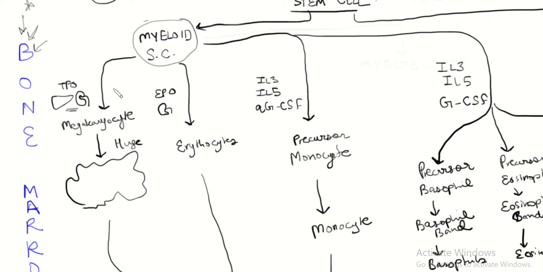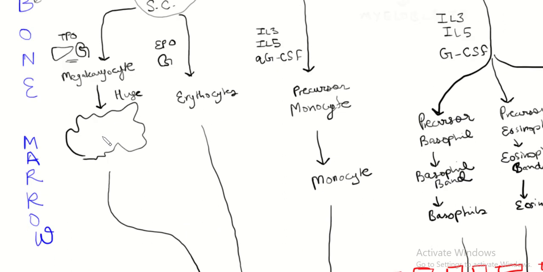And that helps the myeloid stem cell differentiate into megakaryocyte. And mega is what? Huge. Wow, these are huge. Okay? Huge. Mega karyocyte. Easy way to remember it, right?